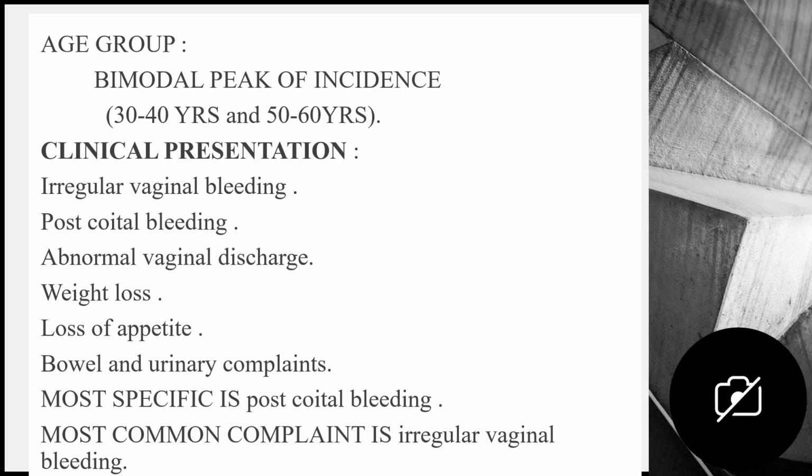Age group involves a bimodal peak of incidence, that is 30 to 40 years and 50 to 60 years. Clinical presentation of cervical cancer includes irregular vaginal bleeding, postcoital bleeding, abnormal vaginal discharge, weight loss, loss of appetite, bowel and urinary complaints. Most specific is postcoital bleeding and most common complaint is irregular vaginal bleeding.